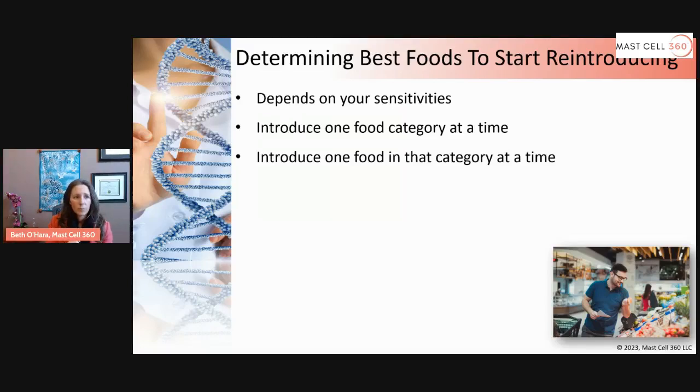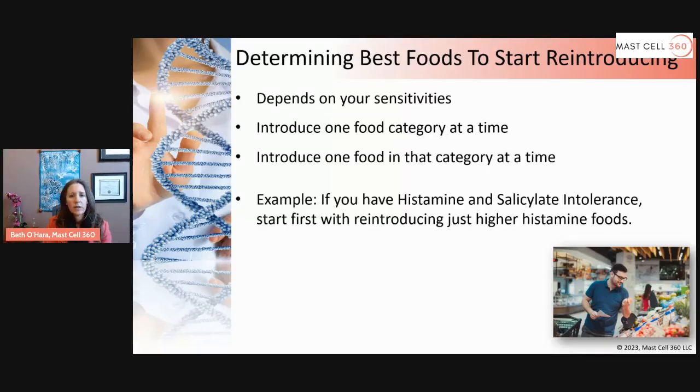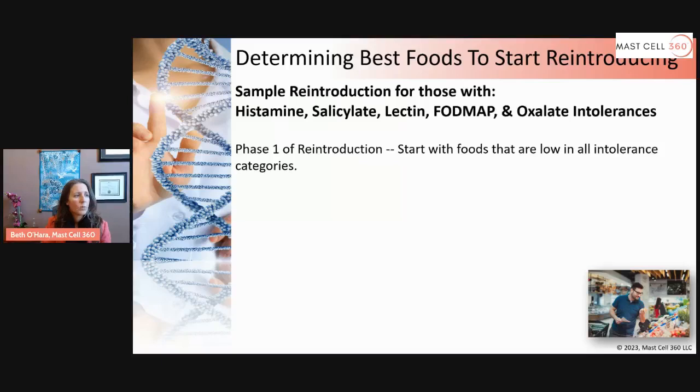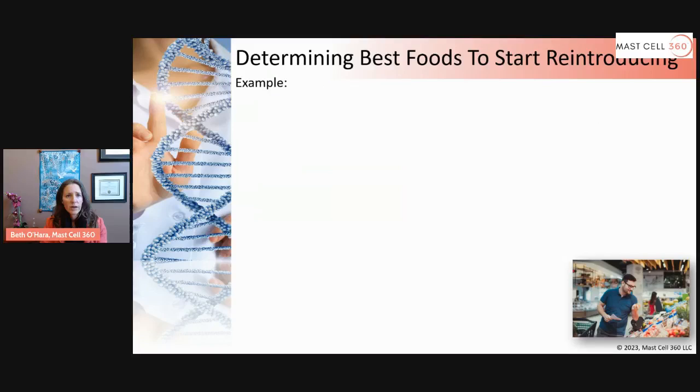And then just start with one food in that category at a time. So for example, if you've got histamine salicylate intolerance, you might start with reintroducing just some higher histamine foods, but keep them low salicylate. And this is where you can use our cross-referenced foods list. Let's look at the example that would cover as many people as possible here. So if somebody had, like me, histamine, salicylate, lectin, FODMAP, and oxalate issues, you would start with foods that were low in all of those categories.